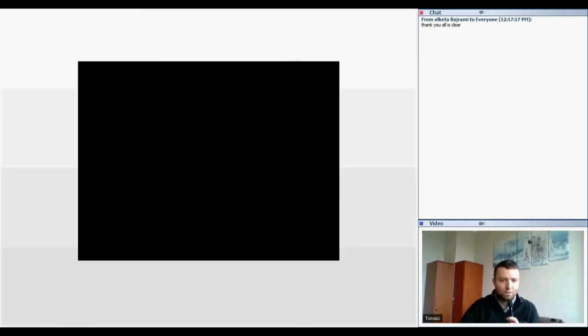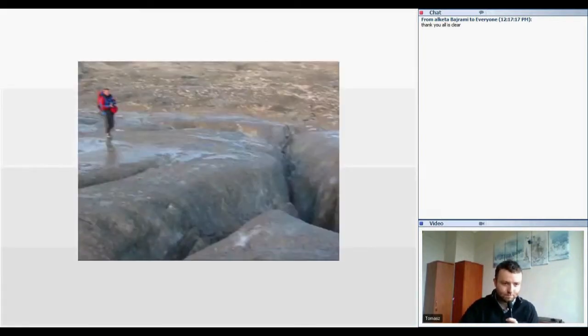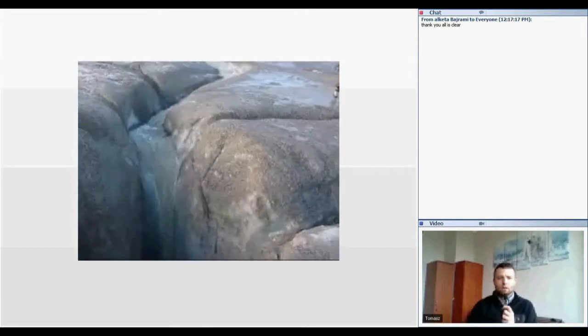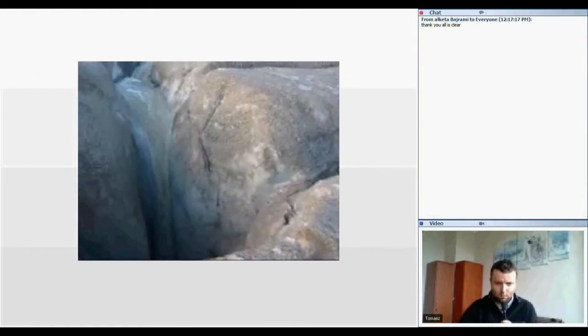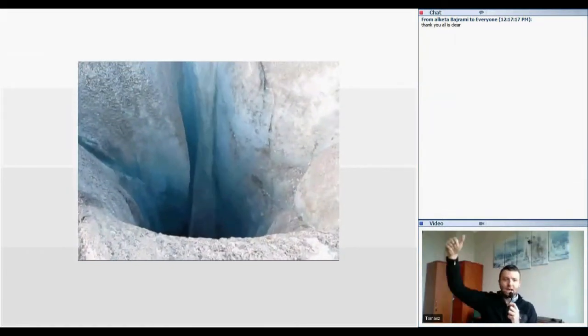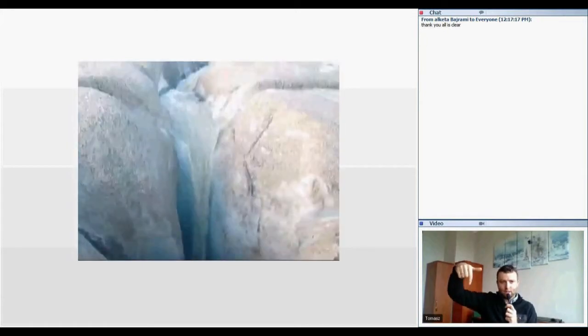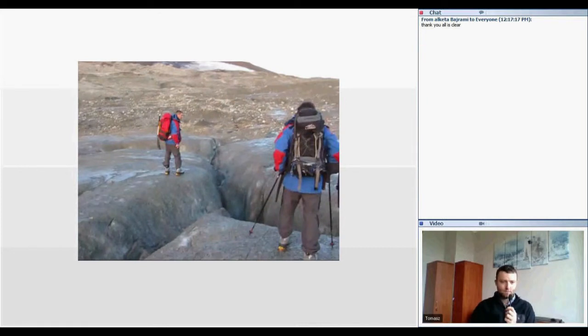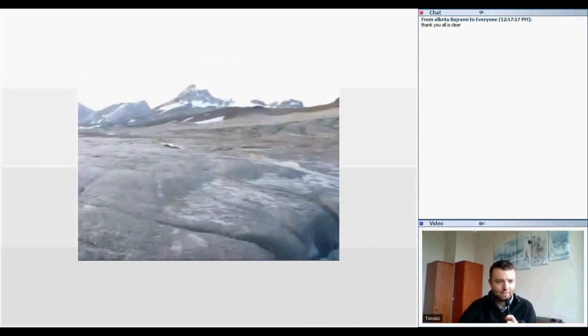I promised you to show you a moulin. That's how it looks. This water from a supraglacial stream falls down to the moulin and then flows through the glacier. Here are my colleagues. I recorded that.